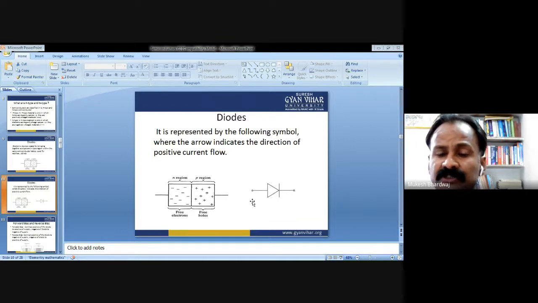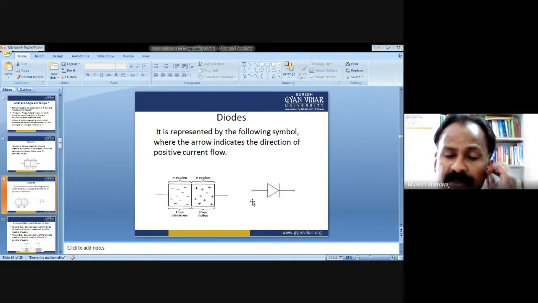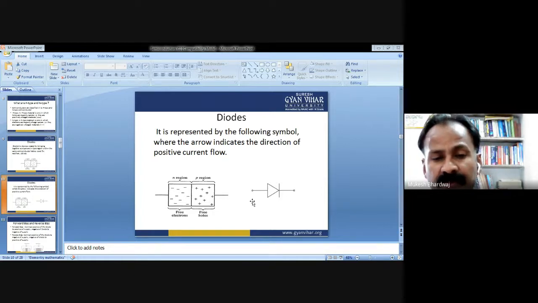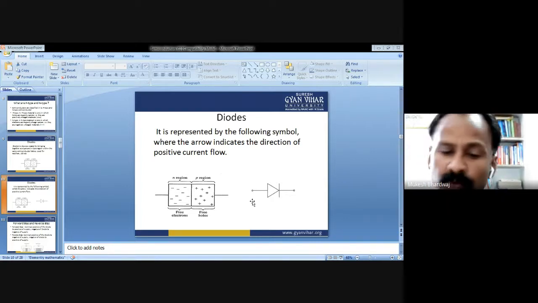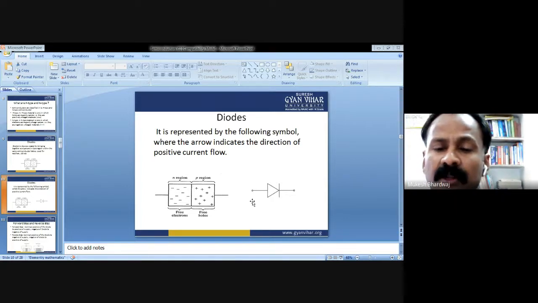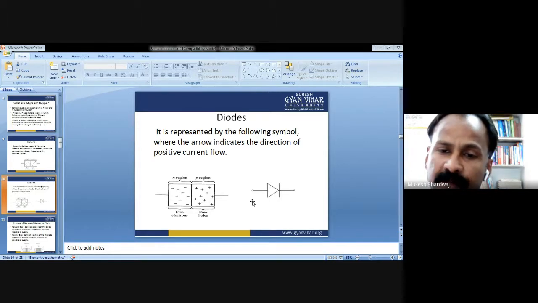But once you change the polarity of the battery across the terminals of the diode, you find that the current does not flow through the diode. That means the diode allows current to flow in a unidirectional, one-way manner, and in the other direction it does not allow current to flow. Due to this basic property, the diode is mostly used in all semiconductor and electronic circuitry.